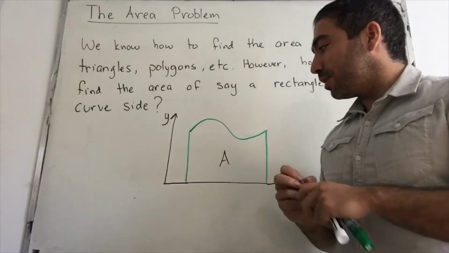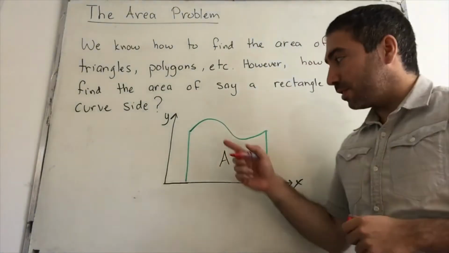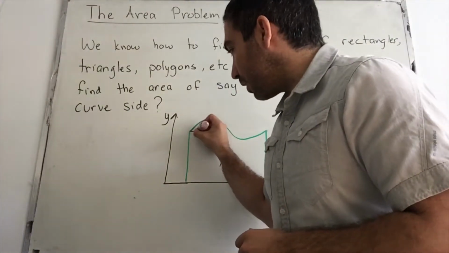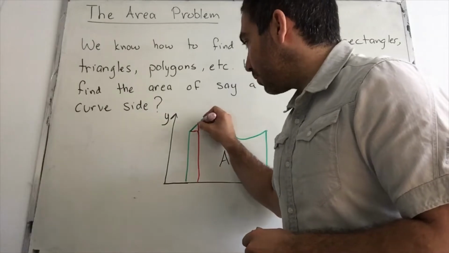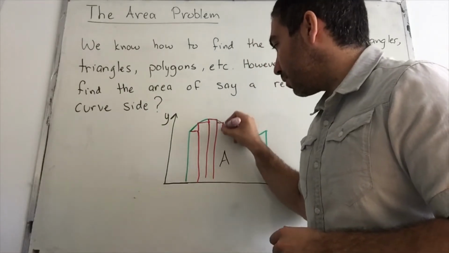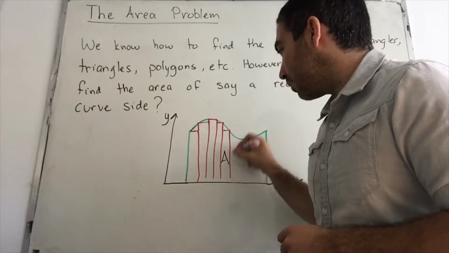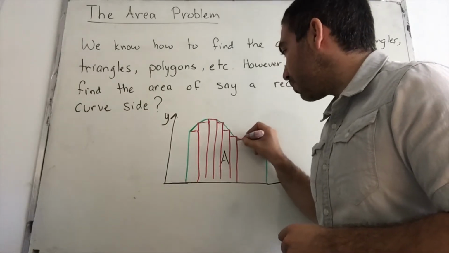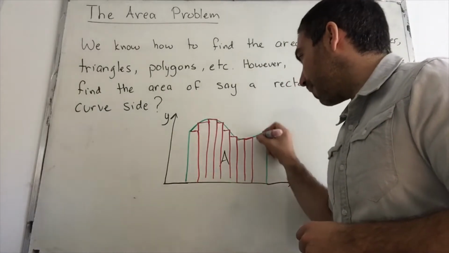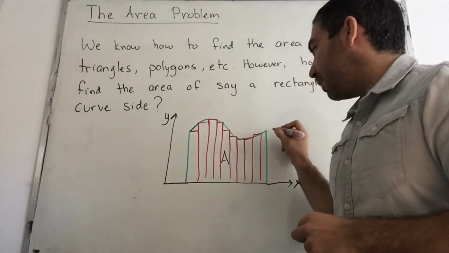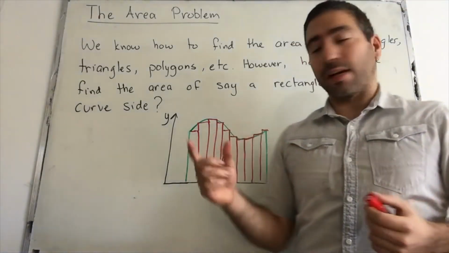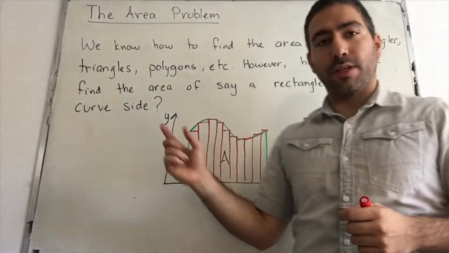And the way we do it is we create small little rectangles approximating this area. So we'll create these little rectangles. I'm going to do it in red so that they approximate the area under the curve. And this is the idea. And we're going to make it so that the length of each rectangle is the same. And by doing this, we are approximating the area of the rectangle which has a curved side.